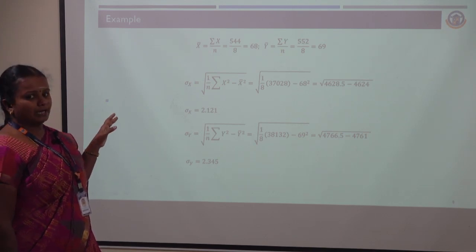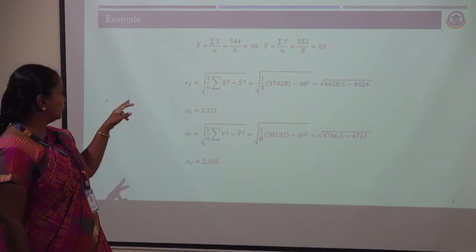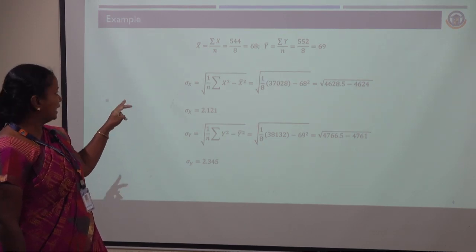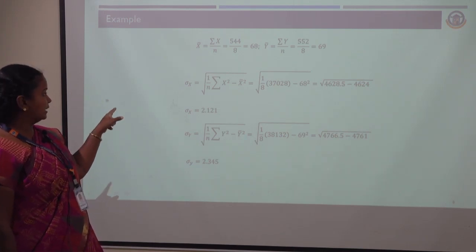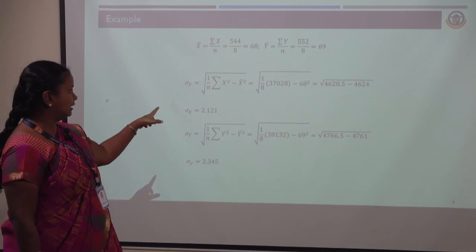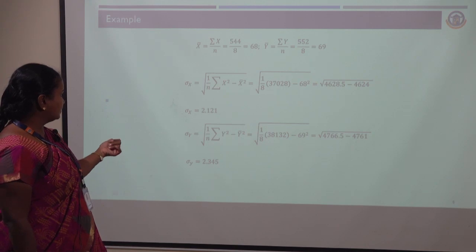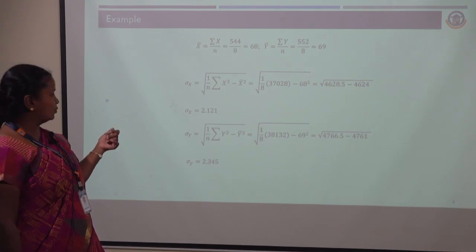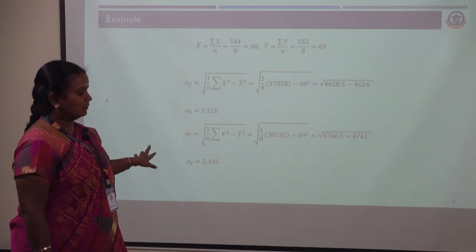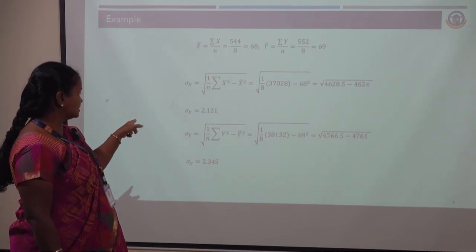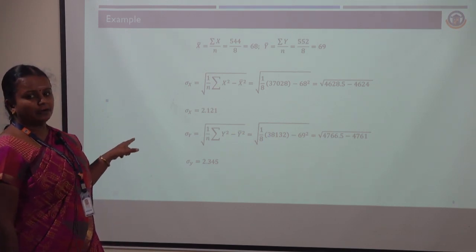Similarly, sigma x is the standard deviation. The standard deviation formula is the root of summation x squared by n minus x bar squared. Substituting the summation x squared value and x bar squared value here, we get the result as 2.121. Next, sigma y. Sigma y is the square root of 1 by n summation y squared minus y bar squared. Y bar is the mean of y. Substituting all these values in this formula, we get sigma y as 2.345.